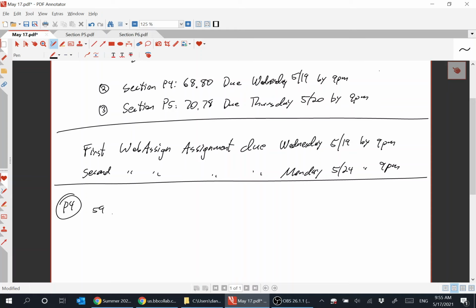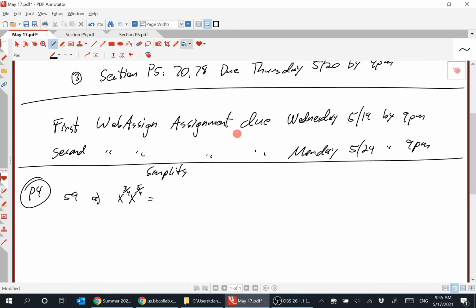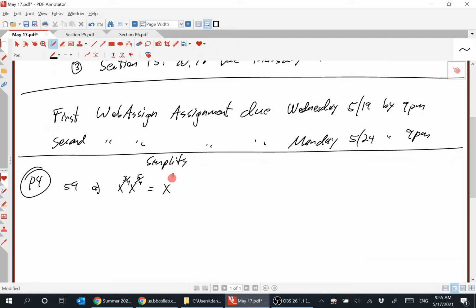there's two parts to each one of these. We have part A, x to the 3/4 times x to the 5/4, right? Simplify the expression, meaning combine all of the like factors, so that would be the x's here. And remember that when you have the same base of different exponents, you just add the exponents. The only difference here between this and the previous section is that we're doing rational exponents. So that's just x squared.